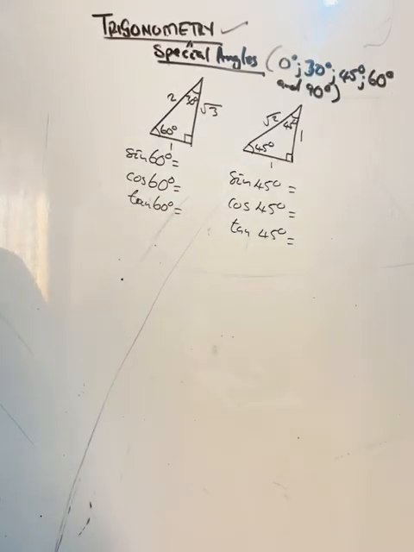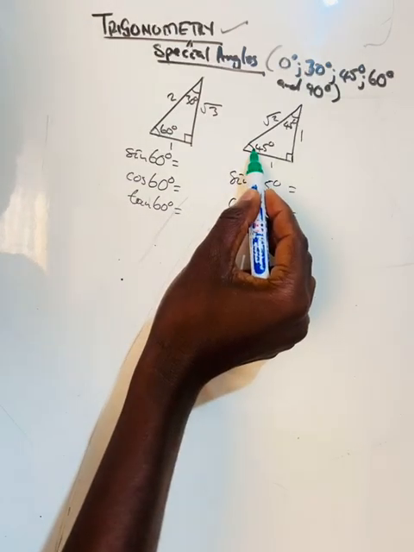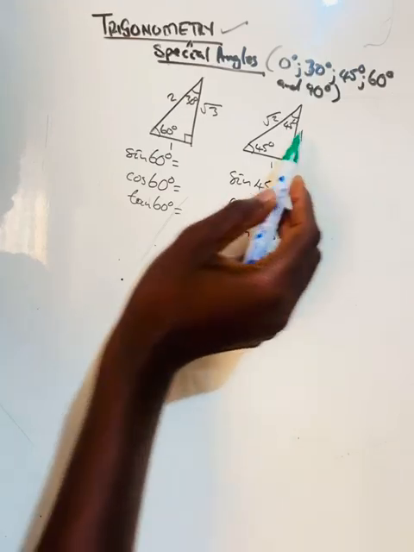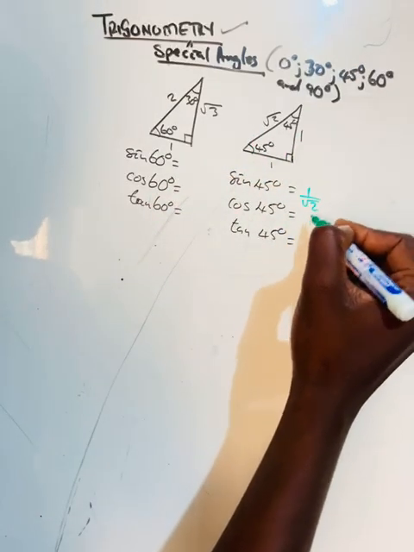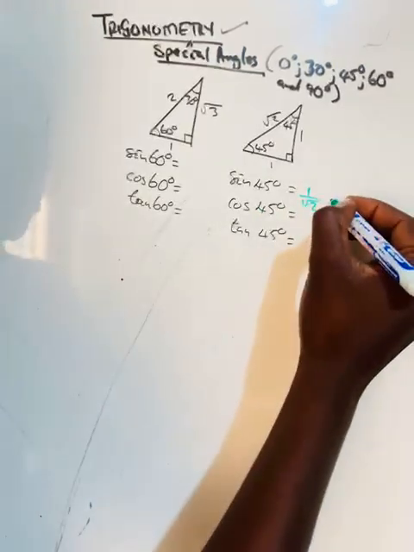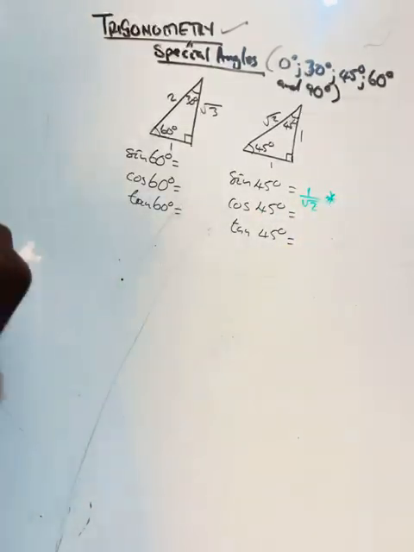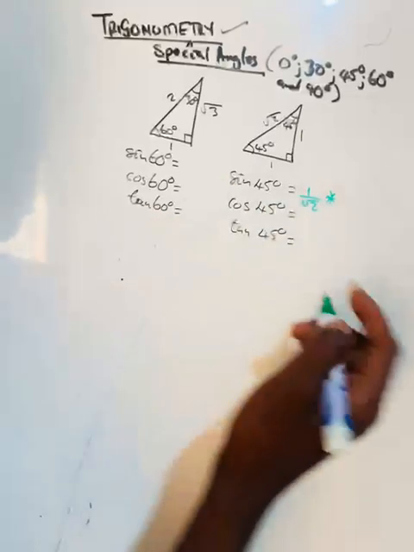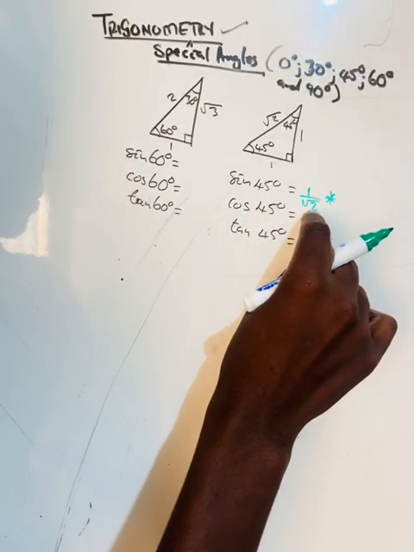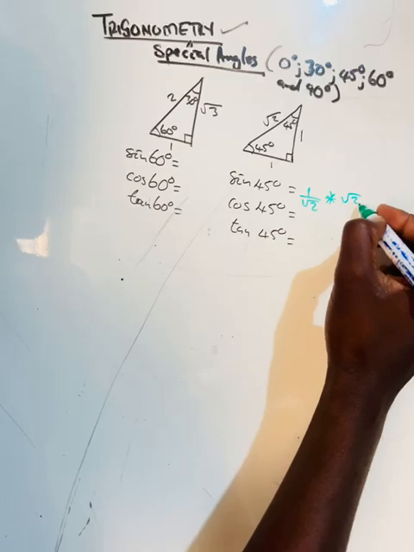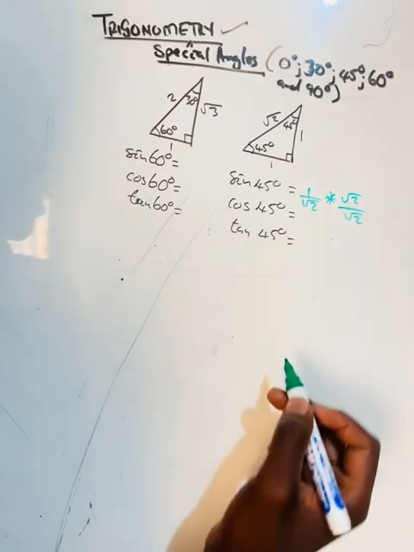If we come to sine 45, we utilize what? Opposite over hypotenuse. So if I'm here at 45 degrees, my opposite is 1, and my hypotenuse is square root of 2. So I say 1 over square root of 2. For you not to struggle, I'm just going to teach you how to rationalize like I did on the previous video. So I'm going to multiply by square root of 2 on the numerator as well as on the denominator.